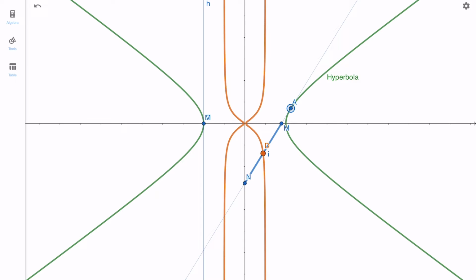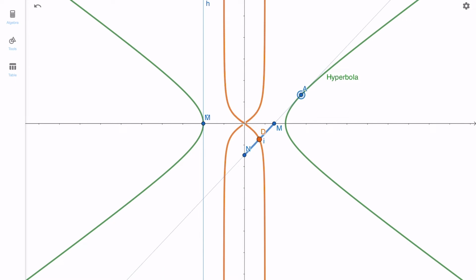And we're going to look particularly at the line segment MN. These are points that lie along the tangent, and this red dot is the midpoint of MN. As we move the tangent along the hyperbola, you can see the red dot follows the orange curve.